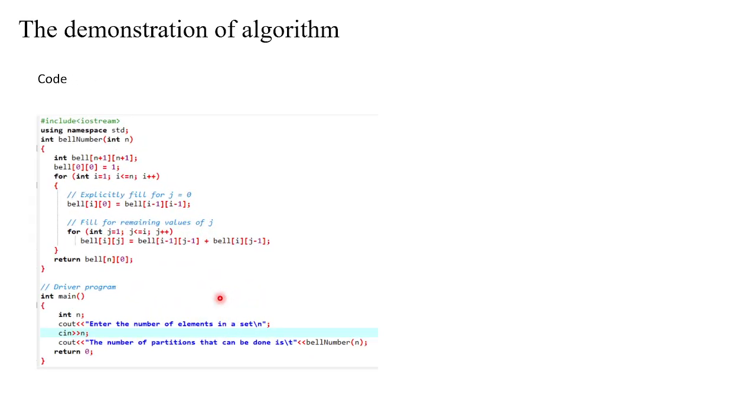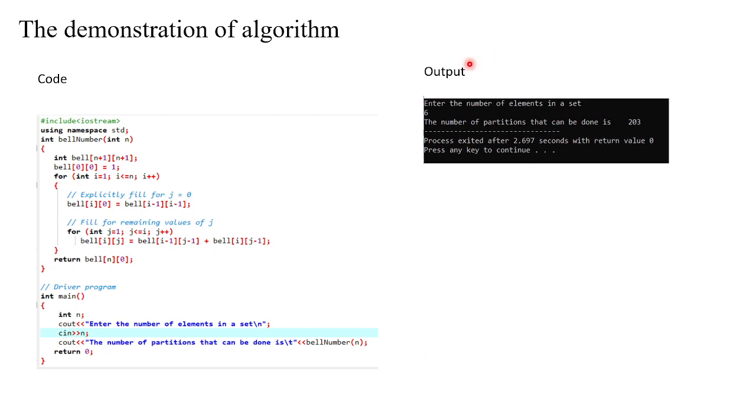Now I'll be demonstrating this algorithm. As you can see here, I did the demonstration with one separate method in which I have a nested loop, and here is another main method from where I take the input number and show the output. This is the output I got when entering the number 6, which is 203, and it matches our Bell number triangle.